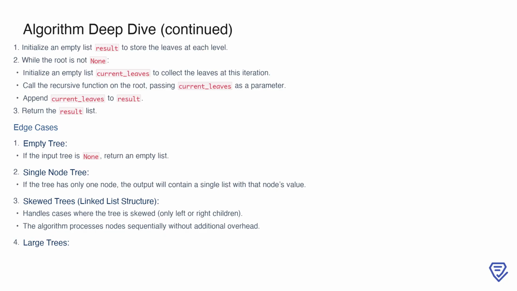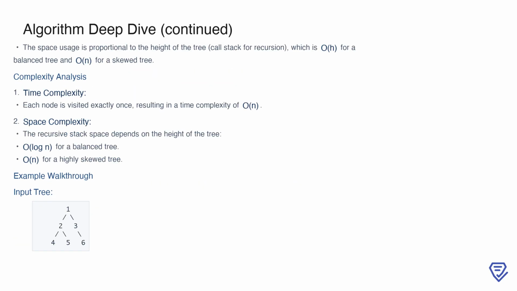This approach handles various edge cases, such as empty trees, trees with a single node, and skewed trees resembling linked lists. The space usage of this algorithm depends on the height of the tree because of the recursive call stack. For a balanced tree, the height is proportional to log n, so the space complexity is O(log n). However, for a skewed tree, where all nodes are either to the left or right, the height is equal to the number of nodes, resulting in a space complexity of O(n). In terms of time complexity, each node is visited exactly once during the entire process, leading to an overall time complexity of O(n). Let's take an example to better understand the algorithm.